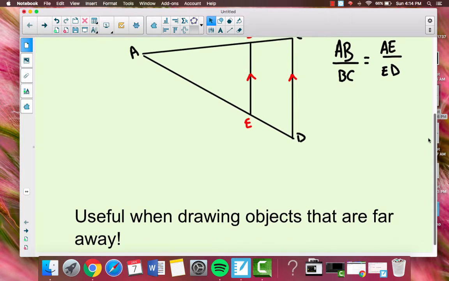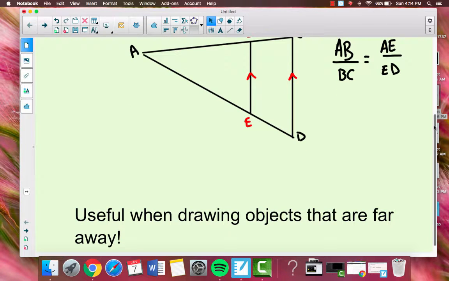Okay, so this is really useful when you're dealing with art, if you're trying to draw objects that are far away. So if you've ever seen anybody trying to draw something in the distance, they're really using this theorem. We just don't call it that, obviously, when we're in an art class or anything like that, but it's using that concept to know that things are proportionately going to be further and further away to make them look realistic and drawn to scale. Okay, so very helpful in art or scale drawings and things like that.